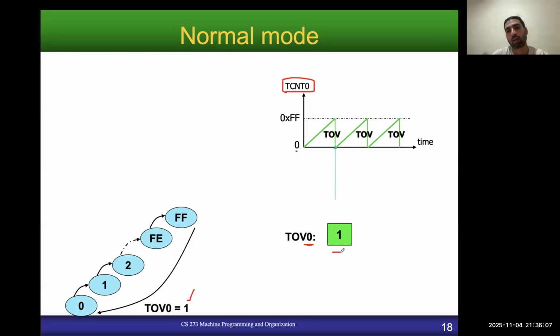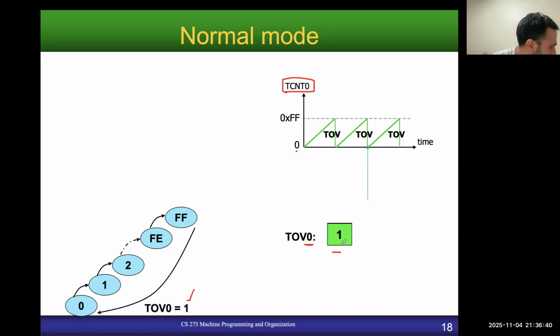Then you need to override the flag in your program. So you need to set it back to 0. If you don't, it will not be automatically set equal to 0. So you need to take care of that in your program, right? And let's say you set it equal to 0, and again with the clock, the value will continue increasing, and again when it reaches 255, the flag will be set equal to 1 by hardware. Okay. So this is how your normal mode works.